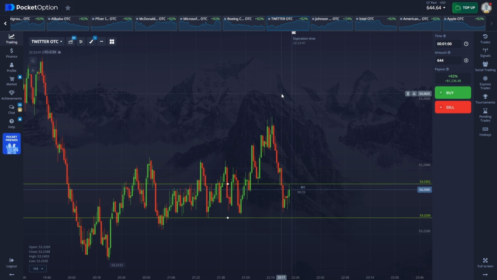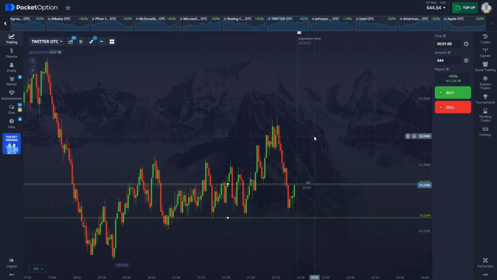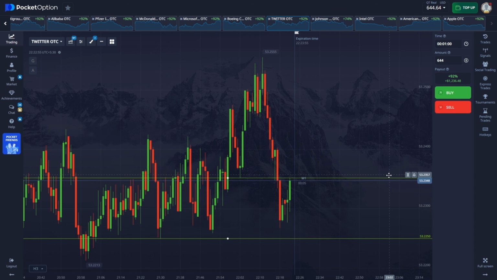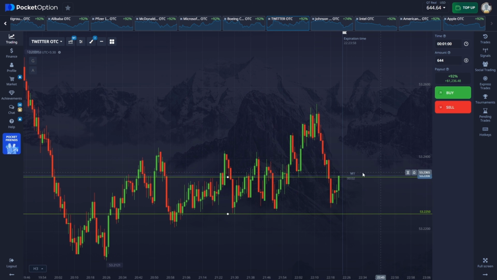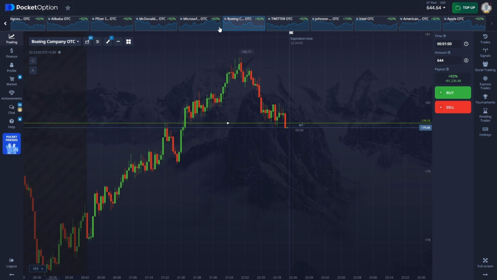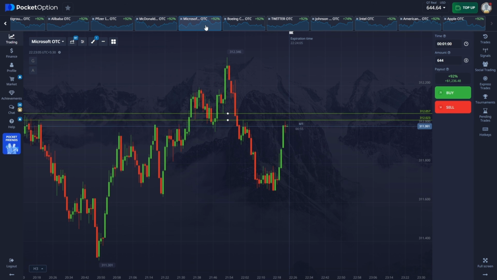On Twitter OTC, we have a trade, and I'm waiting for the candle to close. If this current candle closes below the level, we can try for the downside move. However, the candle broke the level, so we will avoid that trade as well.